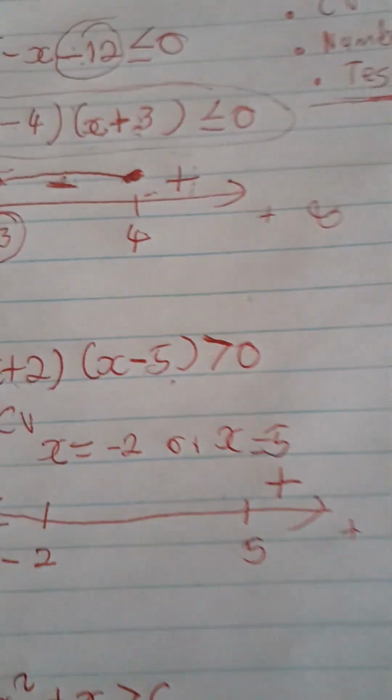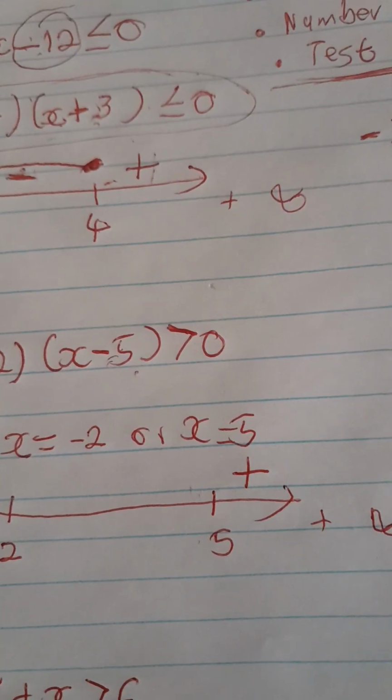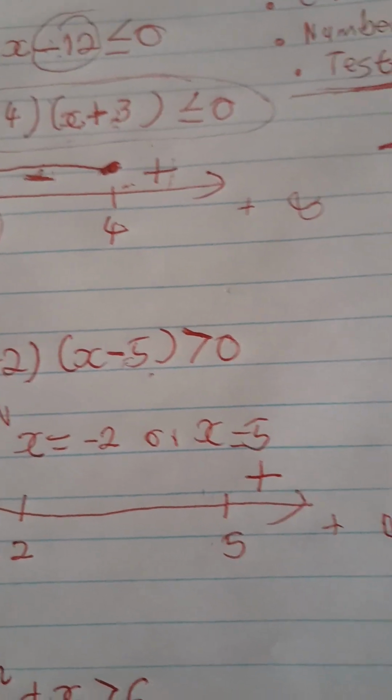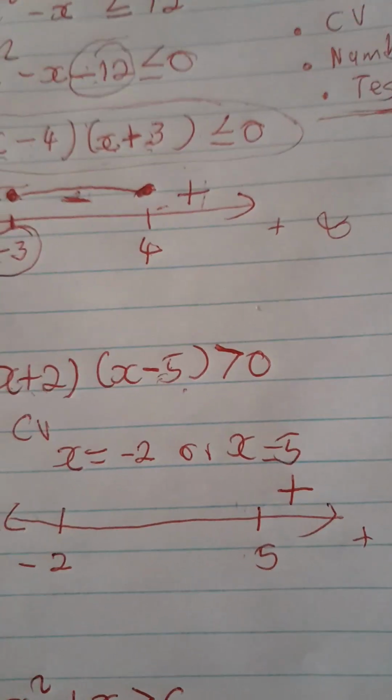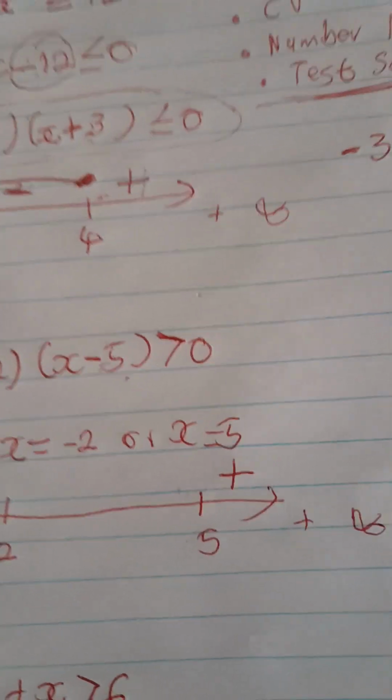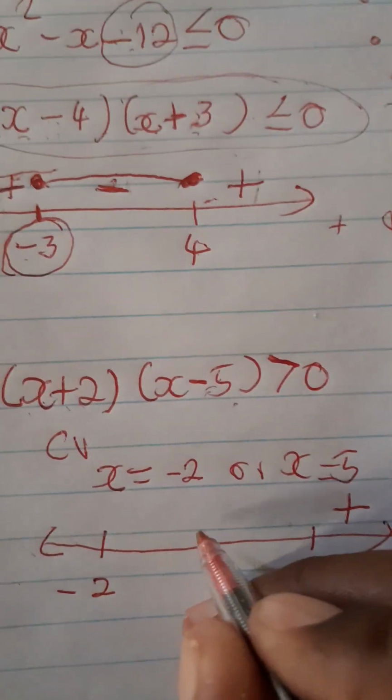What about the middle region? Okay, we are going to look at the values that are between -2 and 5. That is 0. So let's plug 0. 0 plus 2, as well as 0 minus 5 there. That's going to be -10. So this side is going to be negative.